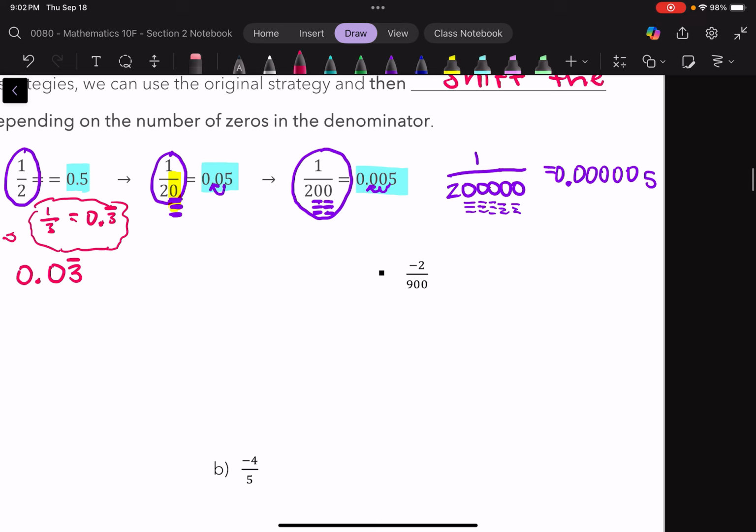For the next one, -2/900. Here are my thought bubbles. This really looks a lot like 2/9. And yes, I realize it's negative, but the negative doesn't change my conversion at all. So I'm simply just going to slap a negative onto my final answer because the negative in no way changes my strategy. Now, 2/9, we know that 9's in the denominator indicate a repeating decimal. The numerator tells me what is repeating. There is only one 9 in the denominator, so I only have one digit repeating, and that's how I got 0.2 repeating.